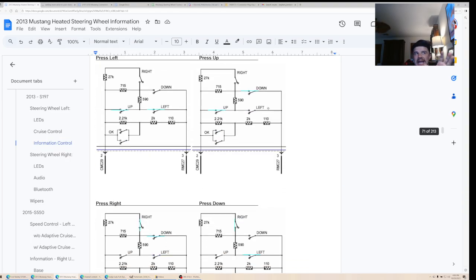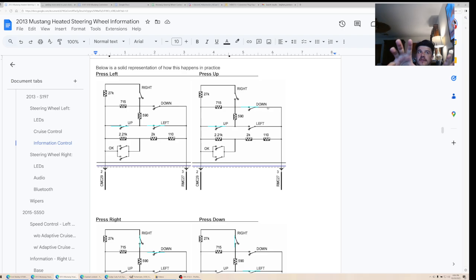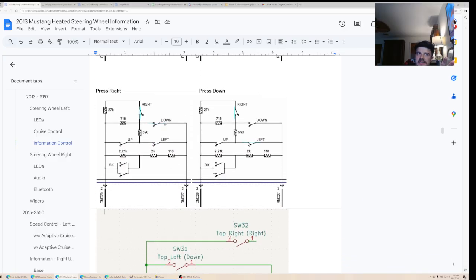Okay? And I've actually shown this diagram here. So if you were to press left, this is the circuit that ends up being completed. If you press up, here is the circuit that's completed. If you press right, it's down and right that get completed. If you press down, it's left and right that get completed. Okay, so that could come off as very confusing, and it took a while.